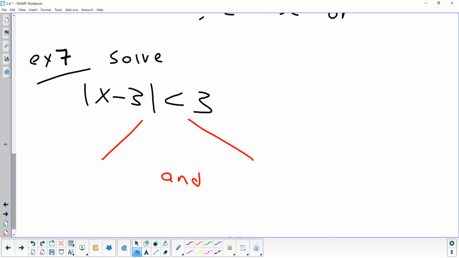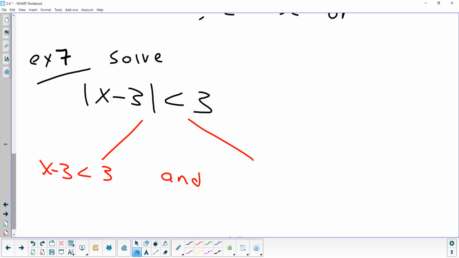Can anybody give me my first problem that I would split this up into? Zach? X minus 3 is less than 3. Good. So the first one, that's the easier one because all you have to do is take away the bars. You don't have to do anything else. Now the second one, you've got to take away the bars and do two other things.